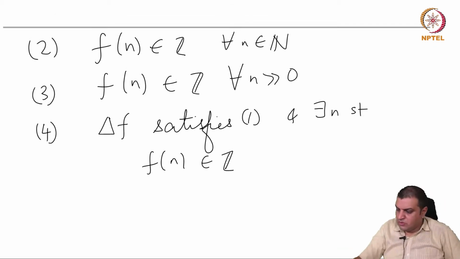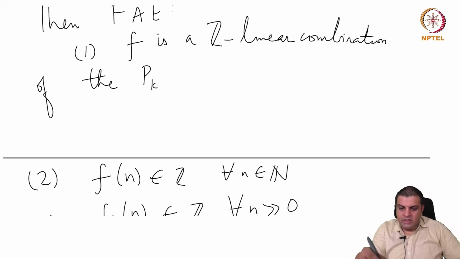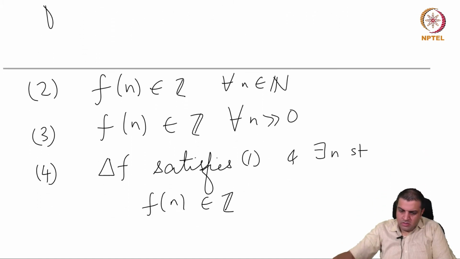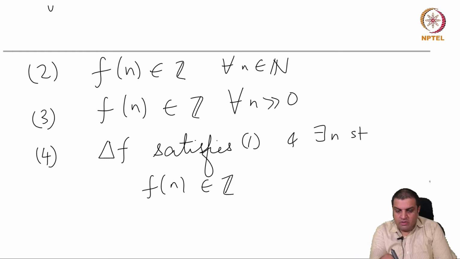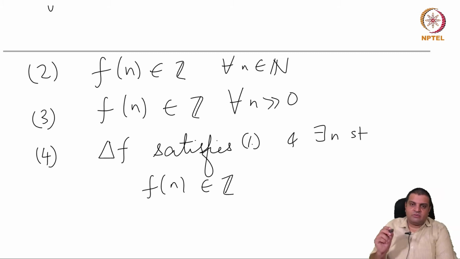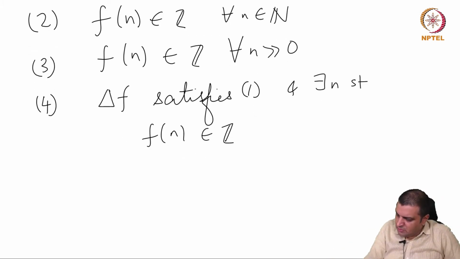So the conditions are: f itself is a linear combination of the P_k. This is equivalent to f of n being an integer for every n, and 3 is a weaker statement. And 4 just says there exists n with this property, but on the other hand, one also needs that Delta f satisfies 1. So let's quickly prove this lemma.